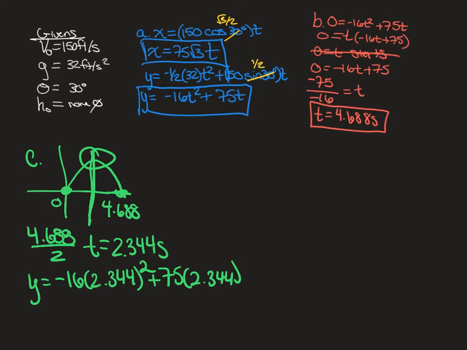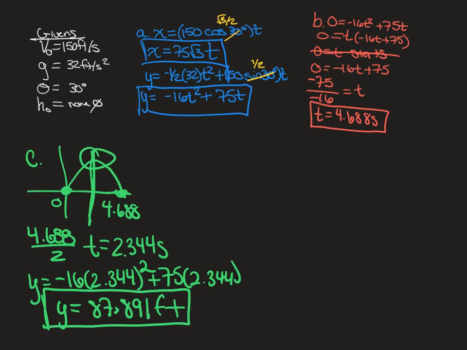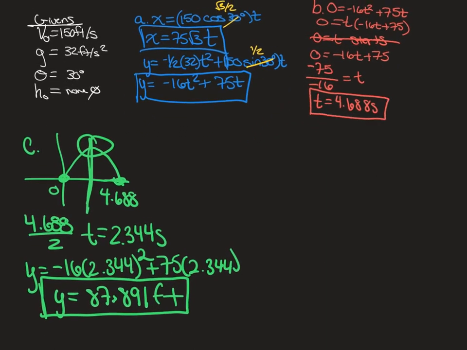So negative 16 times 2.344 squared plus my 75 times my 2.344. So the maximum height the golf ball hits is 87.891 feet. Remember, again, story problems have story answers. So there's my maximum height.